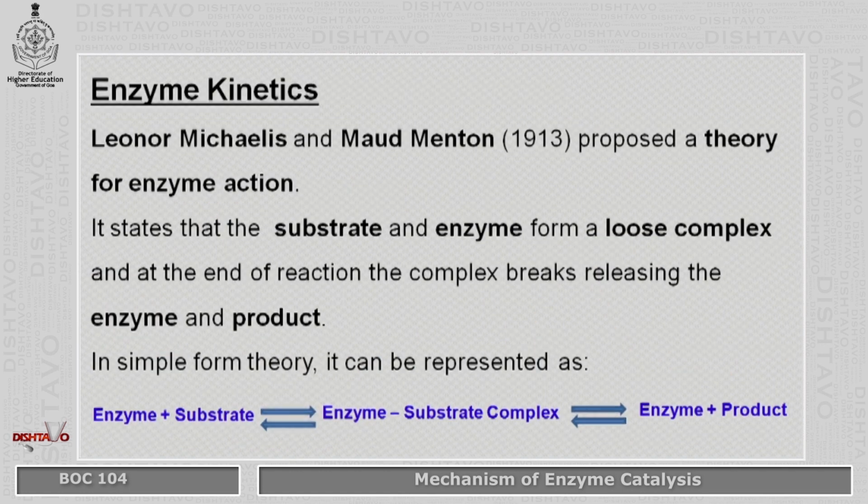Let us learn the enzyme kinetics. Leonor Michaelis and Maud Menten, while working on the hydrolysis of sucrose by the enzyme invertase, proposed a theory of enzyme action. It states that the substrate and enzyme form a loose complex, and at the end of the reaction, the complex breaks, releasing the enzyme and product. In simple form, it can be represented as enzyme plus substrate gives rise to the enzyme substrate complex. This complex, being unstable, will produce the enzyme and the product.